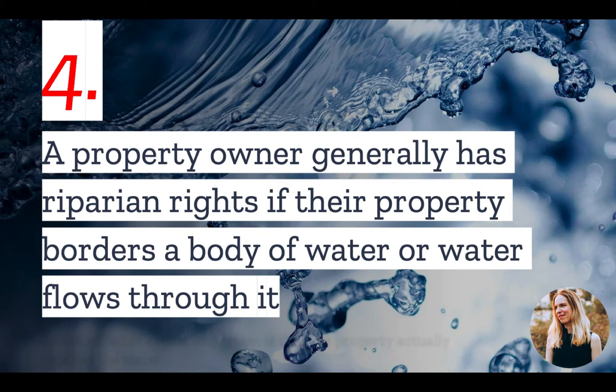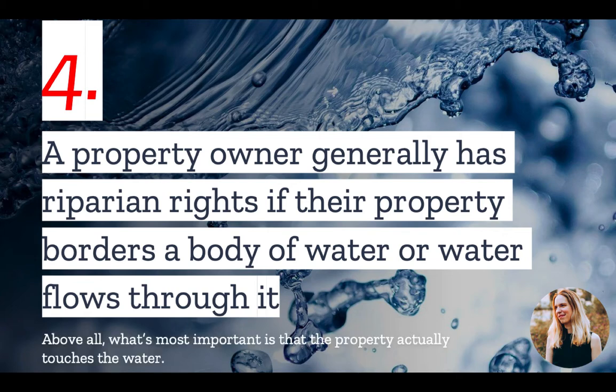Number 4, a property owner generally has riparian water rights if their property borders a body of water or water flows through it. Above all, what's most important is that the property actually touches the water. So if your property is simply near a water source, you likely won't have riparian rights.